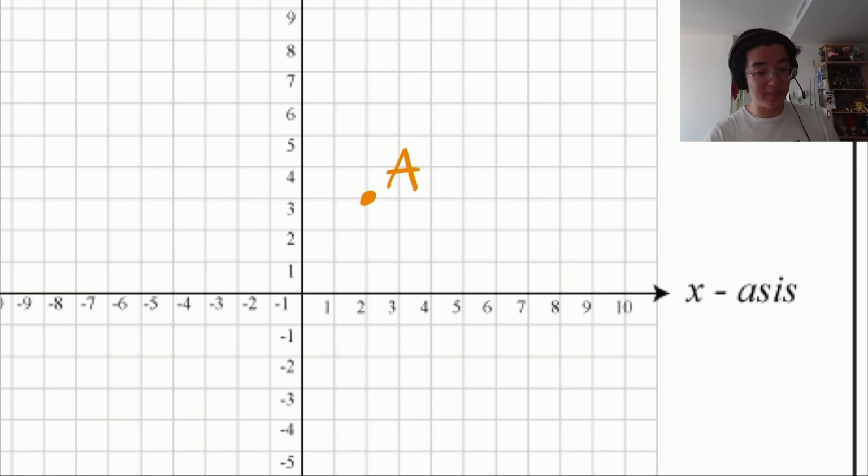So that's 3, 2. Oh, wait, what the? 2, 3. There we go. Wow, okay. I can't believe I almost messed that up. So 2, 3. Once again, it's 2, because that's where the x value is, and then 3, that's where the y value is.